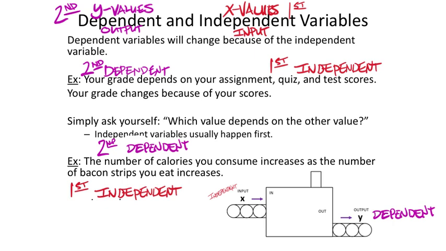So again, just going back to the machine. In the machine, for the first example here, you would put in a score, and then out comes a grade. It has to be in that order. You wouldn't put in a grade, then out comes a score, because there could be lots of them, by the way. Or this one, right? You put in bacon strips, and then out comes the number of calories you've taken in.